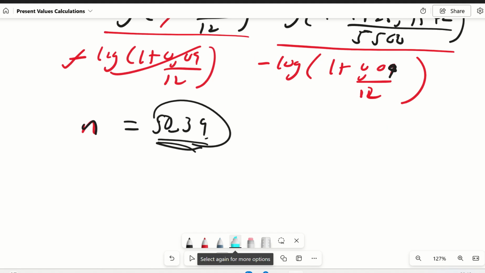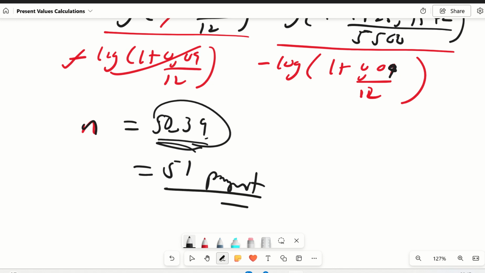50.39. But you can't say I made 50.39 payments. You must round it off and say, therefore, they made 51 payments. Does that make sense?